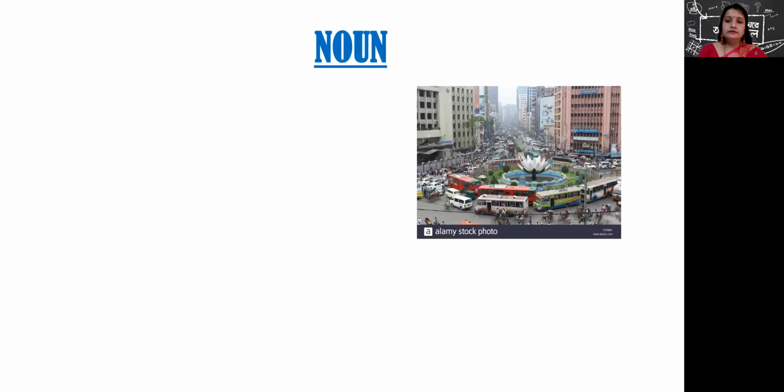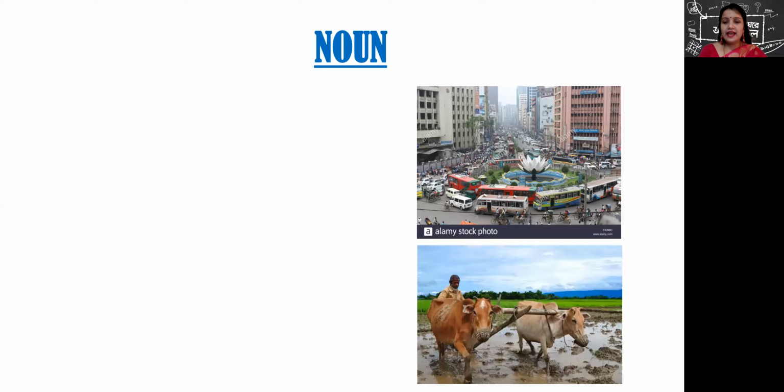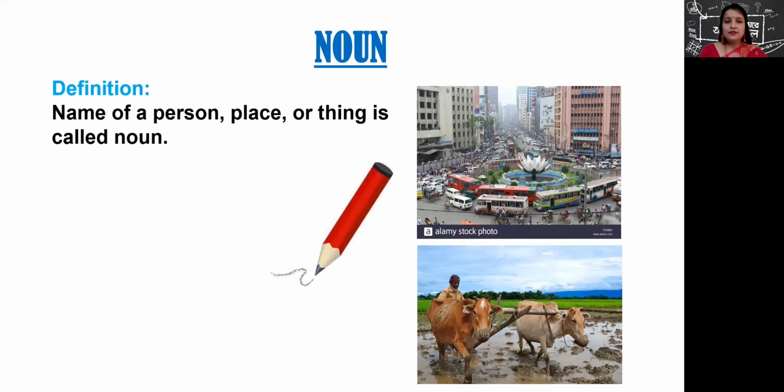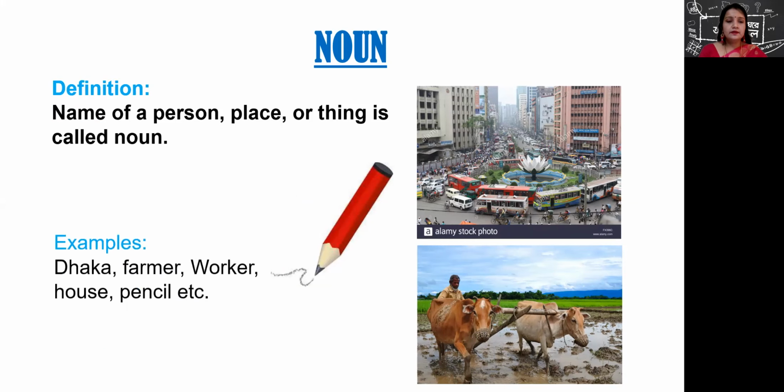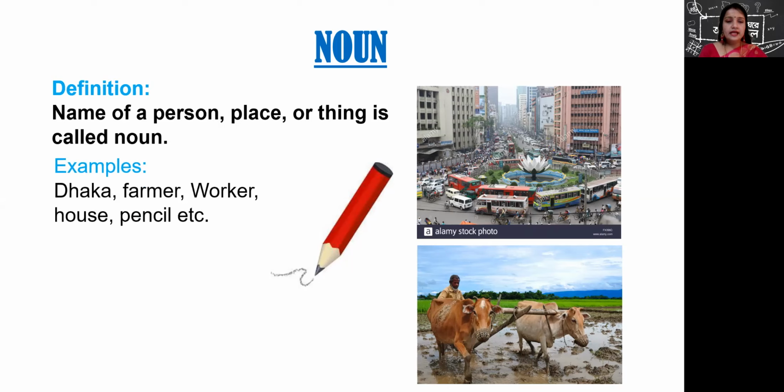First one is noun. Here is a picture of Dhaka city, and a farmer and a pencil. The definition of noun: write down the definition of noun, my dear students. A person, place, or thing is called a noun. Here are some examples of noun: Dhaka, farmer, worker, house, pencil, etc. Here is a sentence: Anika lives in class 7. Here Anika is a name, so it is a noun. Okay, understand, my dear students?